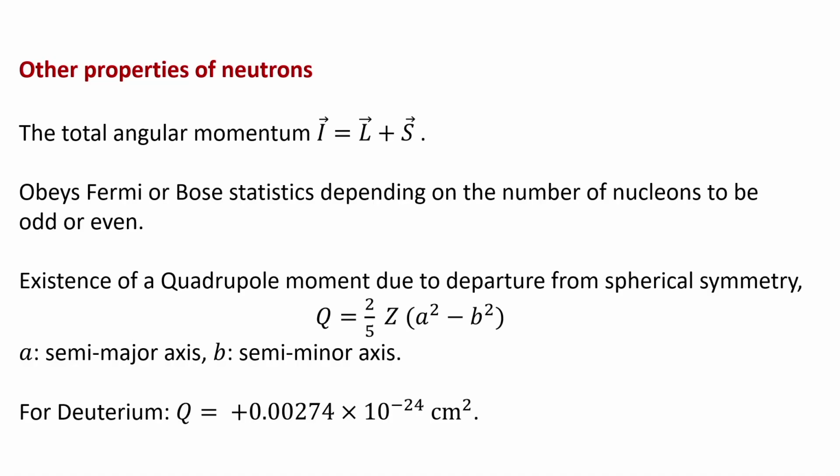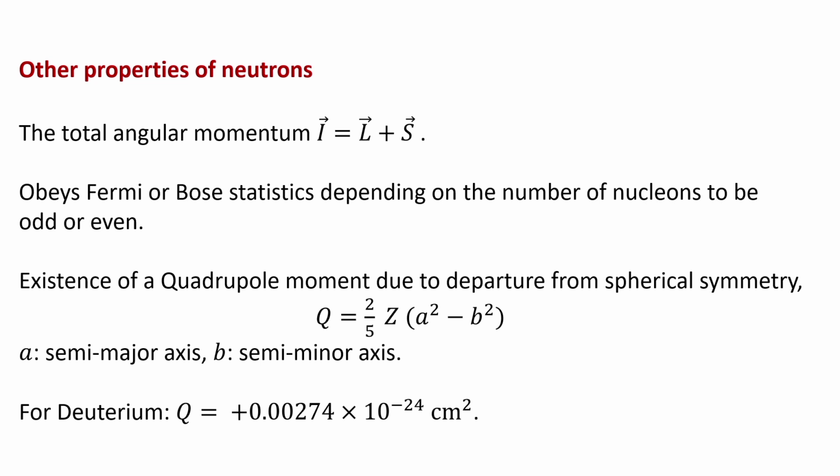So, what are the other properties of nuclei? We have already said that they have angular momentum, I equal to L plus S, a vector sum of L plus S. So, if you add a precessing L vector, and on top of that a S vector that is also precessing, this I would be the vector sum of L plus S. And once again, just like we have talked about, whether the number of nucleons, that is the mass number, is even or odd, they would obey either Fermi-Dirac statistics or Bose-Einstein statistics.